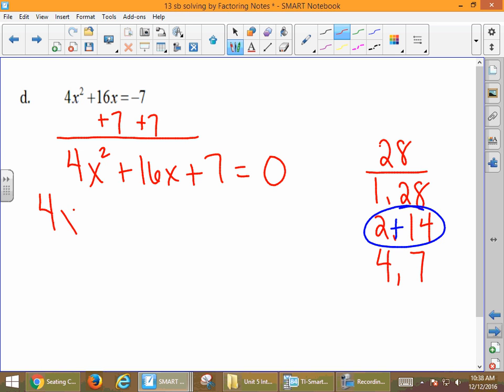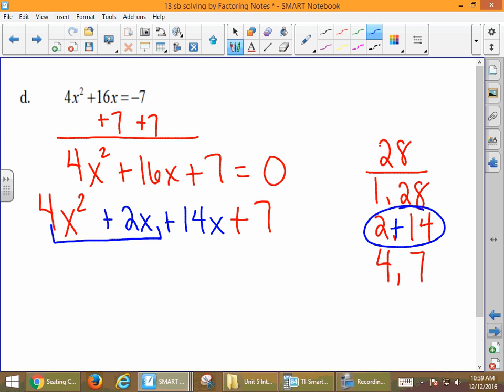And in a minute, once I get this written down here, do you want to put 2 first back in our problem, or 14 first back in our problem? It doesn't make any difference to me. Isaac? 2 first. So plus 2x plus 14x. And it doesn't matter. If you wrote 14x first plus 2x second, that is fine. It will still work out just fine.